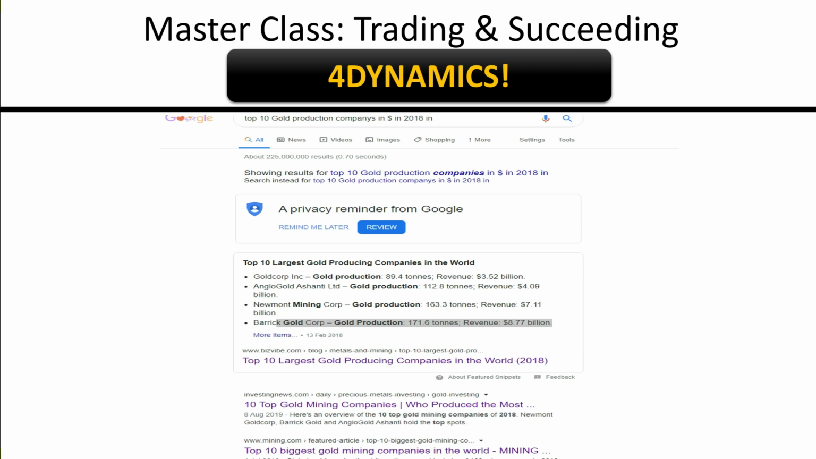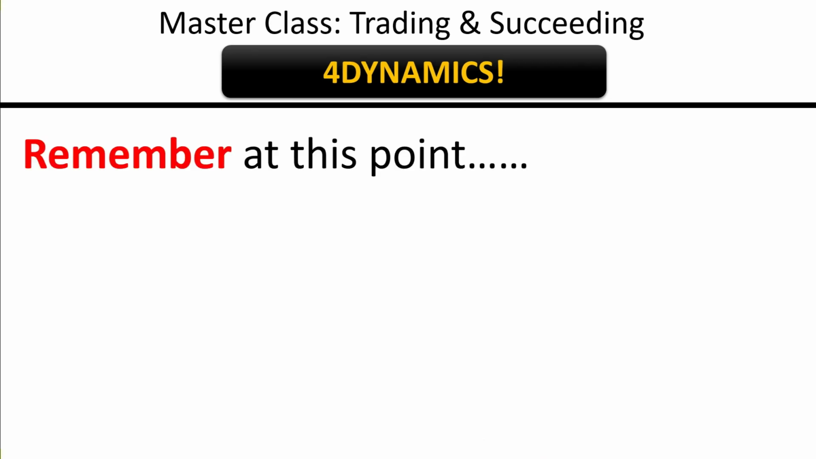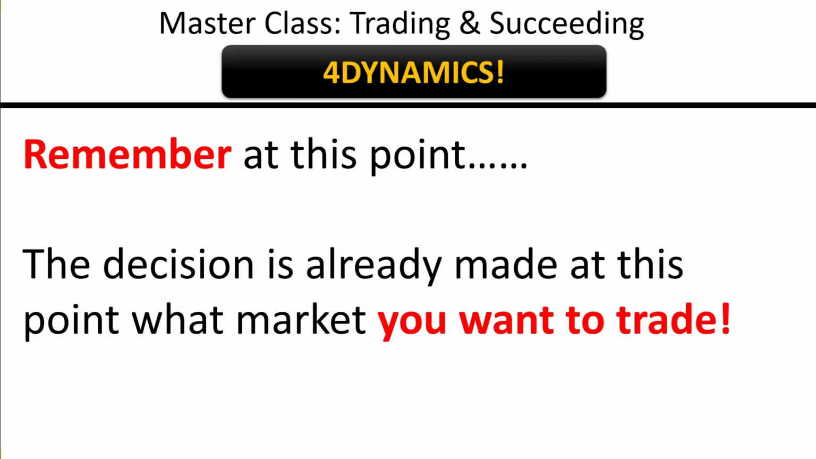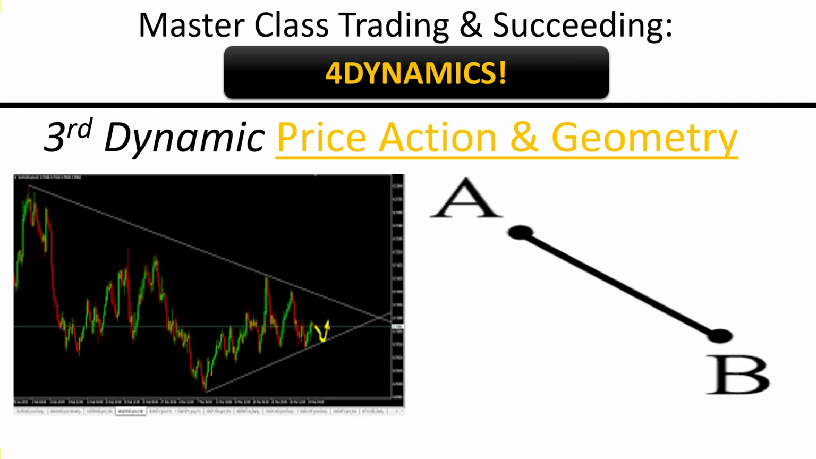Now, the next one from there is, remember that basically at this point, your decision's already made. You know what markets you want to trade, having looked at the seasonality, the cycles, and the COT data. I'm going to trade this market. I want to buy or I want to sell this market. Once you've got that information, that then leads you on to the third dynamic, and the third dynamic is price action and geometry.